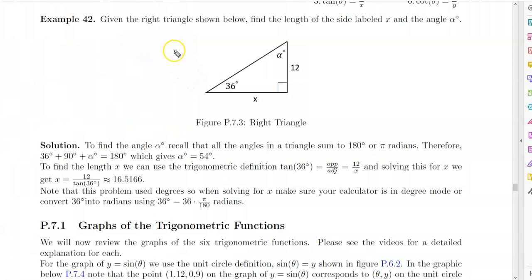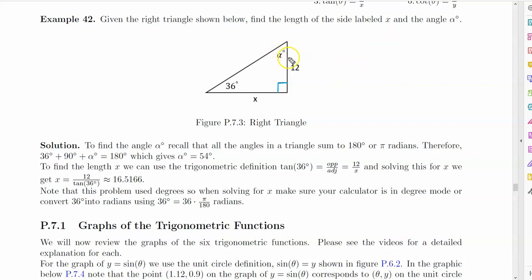Now let's take a look at this example. Here we are given a right triangle, meaning that this angle right here is 90 degrees. And we want to find the angle alpha and the length of the side x. Now keep in mind here we are dealing with degree measure.